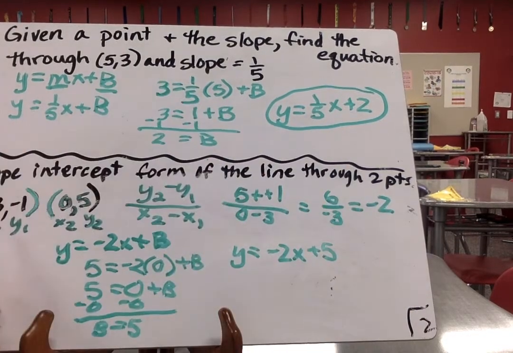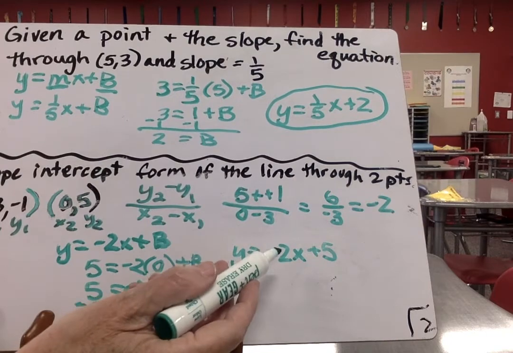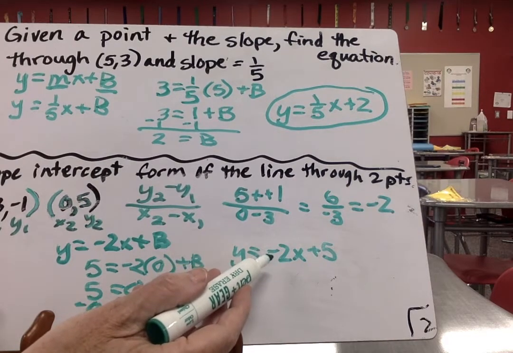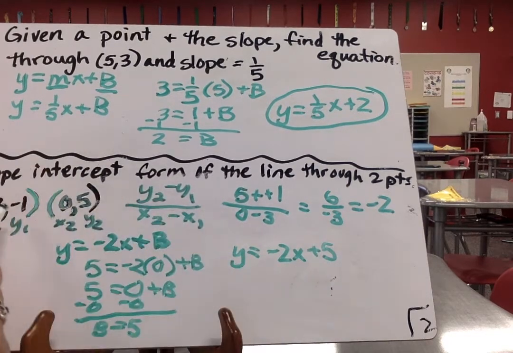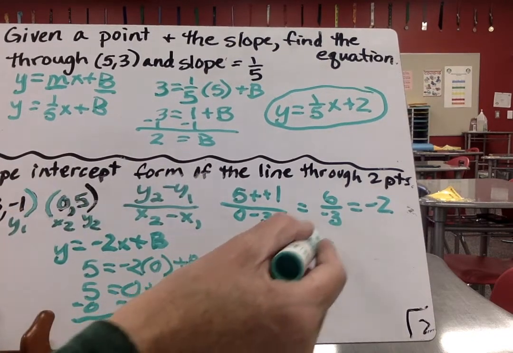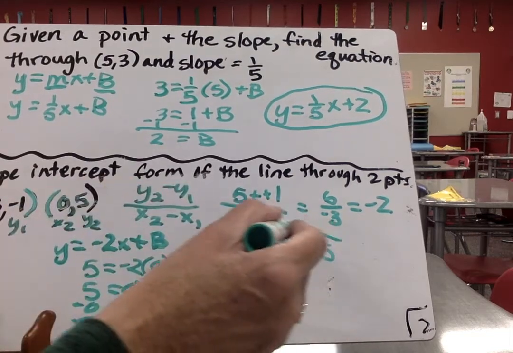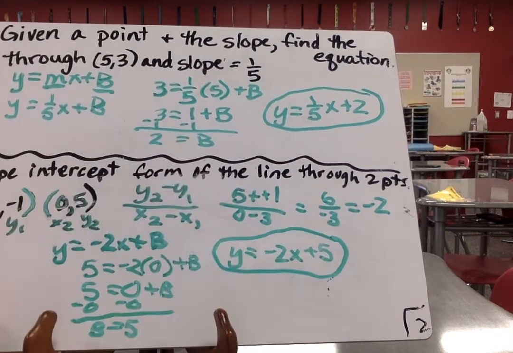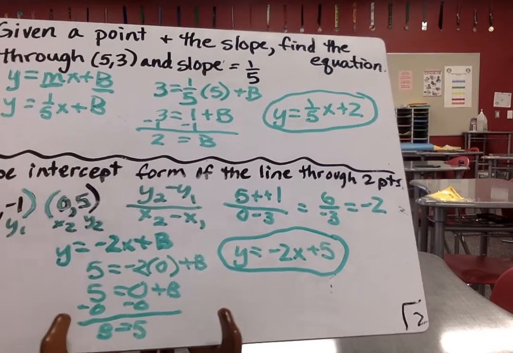Then we can check both of our points. If I put 3 in there for x, 3 times -2 is -6 plus 5. Do I get -1 out? And the answer is yes. If I put 0 in for x, -2 times 0, 0 plus 5, do I get 5 out? Yes. So there, you're all done with that one.